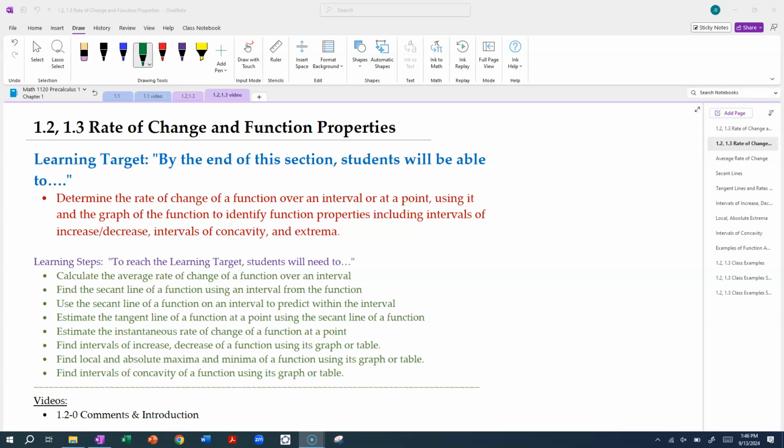Looking at functions again, but this time specifically we're going to look at the rate of change of a function and some additional function properties. And so here at the beginning you'll see our main learning target. We want to talk about rate of change of a function over an interval and at a point, talking about the graph and identifying properties as it's stated here. Within that, we have all these different things that we have to do. So we have one main goal, and then figuring out how we get there are these learning steps.